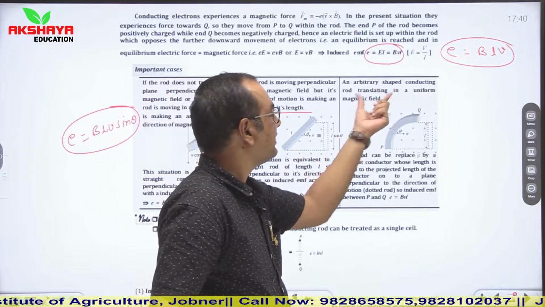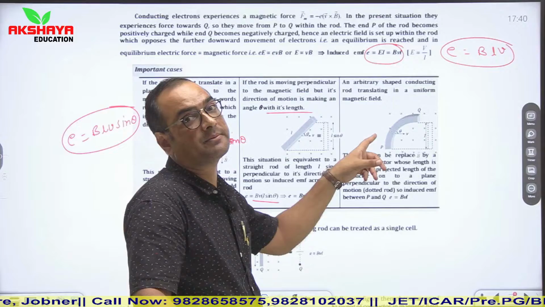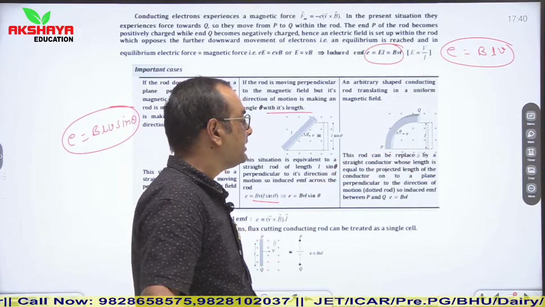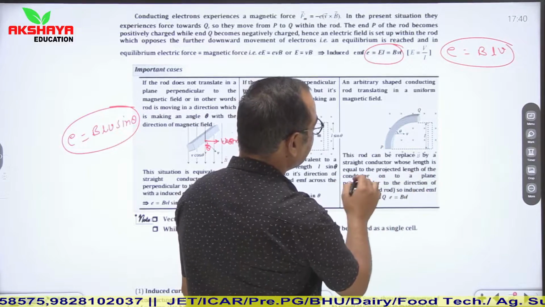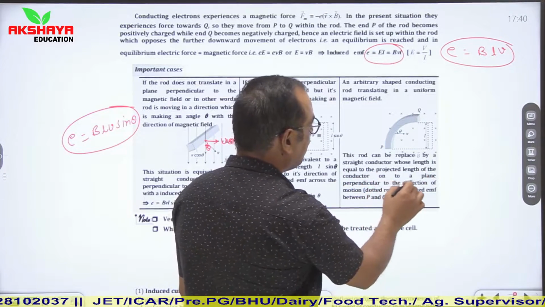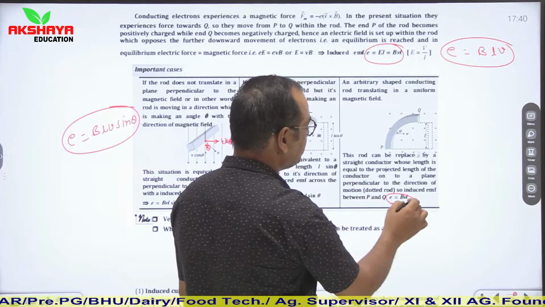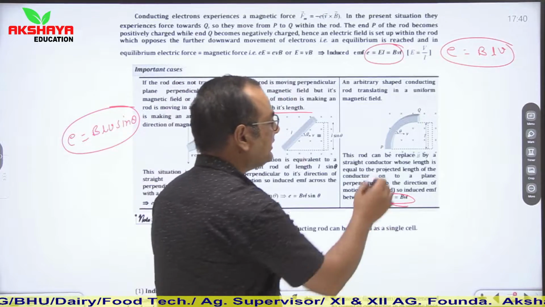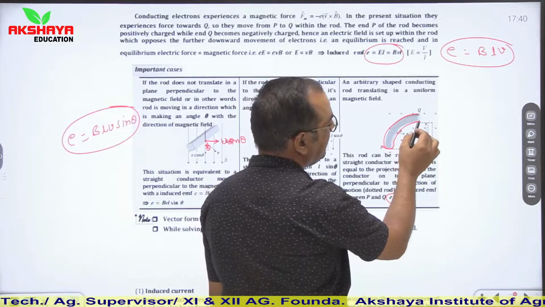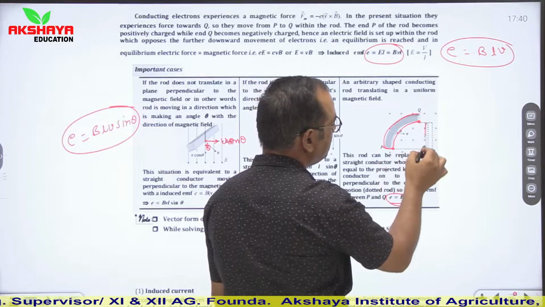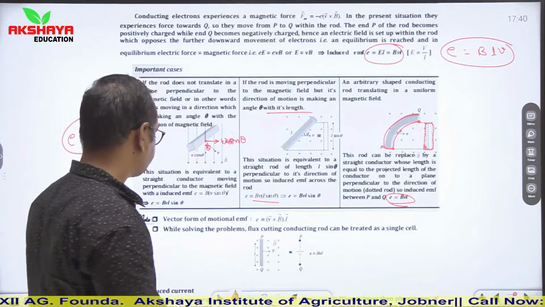An arbitrary shaped conducting rod translating in a uniform magnetic field. If our rod is not straight, it is curved in shape, then in this case, this rod can be replaced by a straight conductor whose length is equal to the projected length of the conductor onto a plane perpendicular to the direction of motion. So induced EMF will be E is equal to BLV. It means we can consider that this is its curved shape, so consider the length from here to here, which is this length. So induced EMF will be E is equal to BLV.